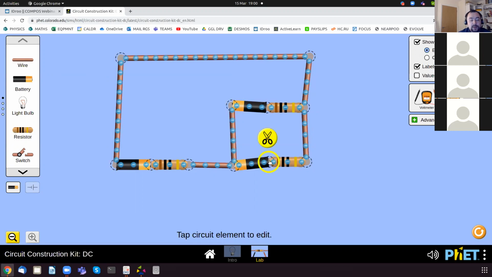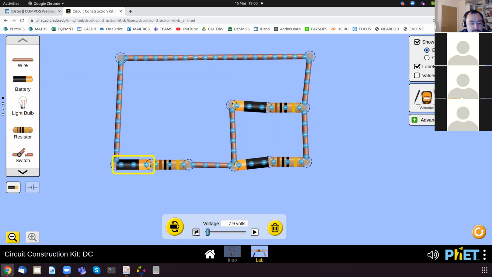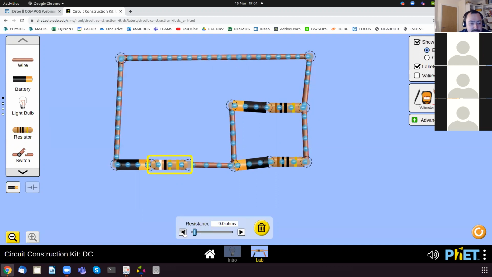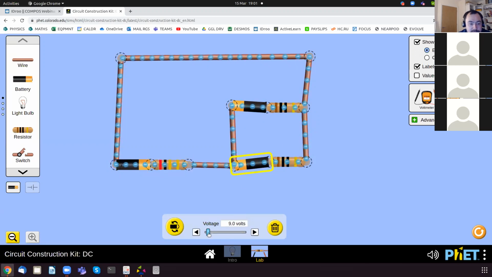And what I need. So this is the voltage. I'm going to make this 2 volts. The resistance I'm going to make 2 ohms. And this is going to be 3 volts.